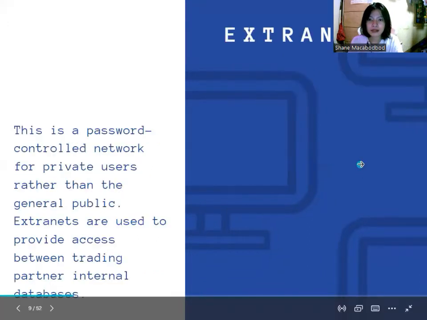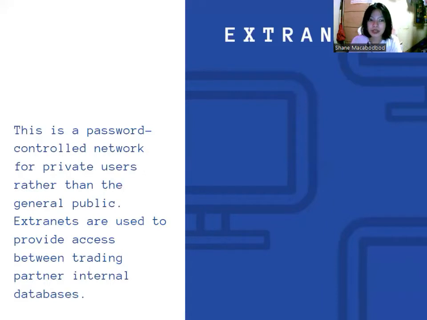Next is the extranets. This is a password controlled network for private users rather than the general public. Extranets are used to provide access between trading partner internal databases. So internet sites containing information intended for private consumption frequently use an extranet configuration. It is somehow an internet protocol and internet-based system, but it is only intended for private users.